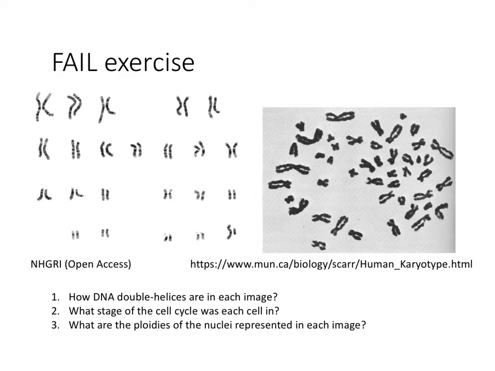How many double helices are in each image? What stage of the cell cycle was each cell in? And what are the ploidies of the nuclei? I think the one thing we talked about already about this image was how many double helices are in each image, but we didn't talk about the other two. Yeah? Okay. That's going to make class go really fast. Sure? Yeah. Whether the two is an early or late cycle of metaphase or part of metaphase.